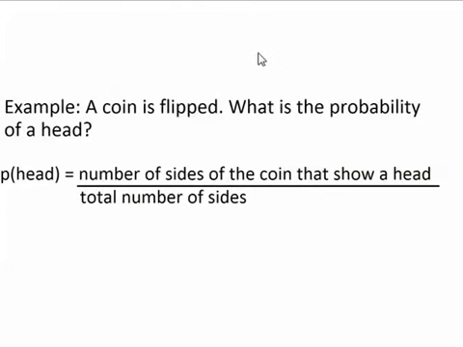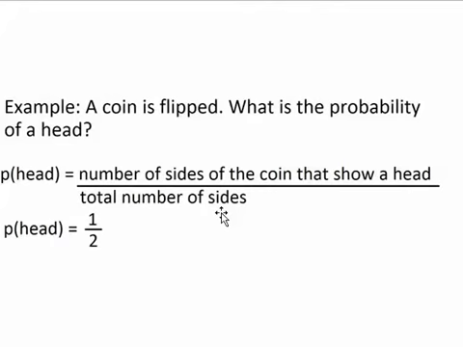Out of those 2 possible outcomes, only one of them leads to a head, because only one side of the coin has a head on it, which means that the top of the fraction will be a 1. So out of 2 possible outcomes, only one of them leads to a head, which means that we're going to have a 1 on the top and a 2 on the bottom. So the probability of a head is 1/2.